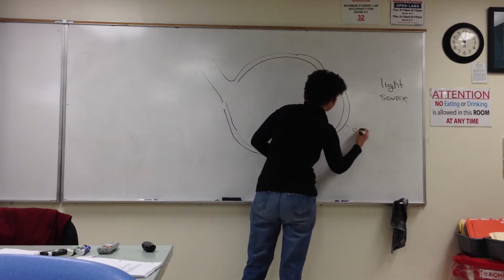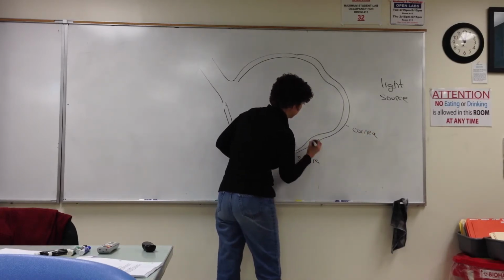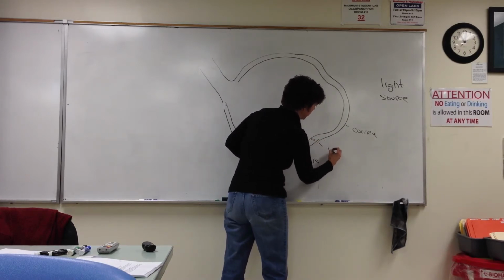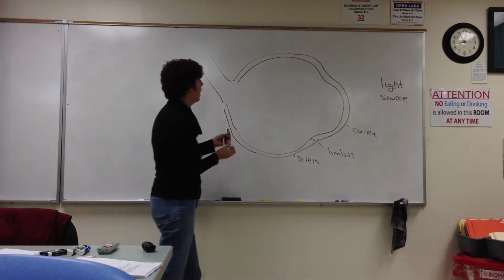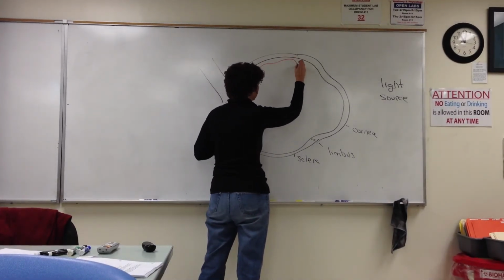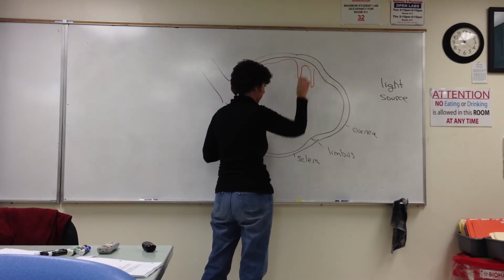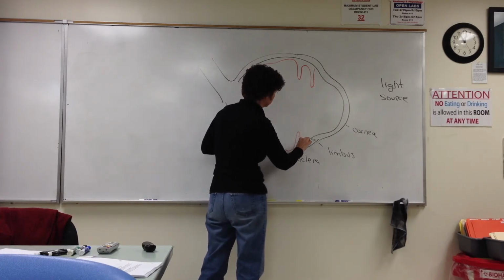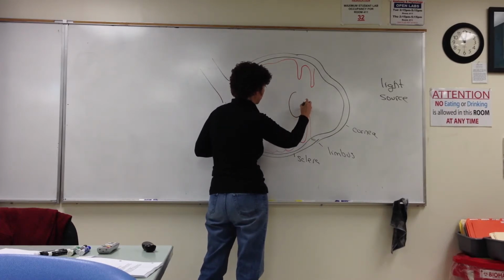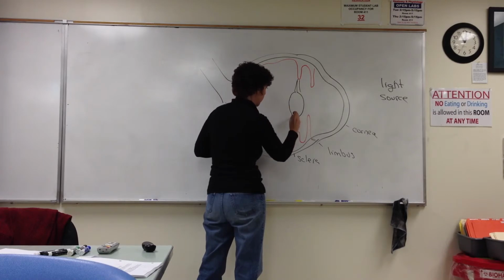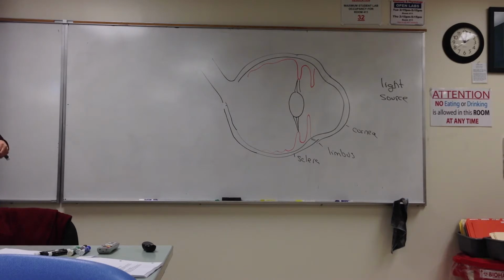So this would be the cornea and the sclera. And where the two meet is known as the limbus. The vascular layer contributes to the ciliary muscle and the iris. And the lens is attached to the ciliary muscle via suspensory ligaments. Okay. Should look a little bit familiar.